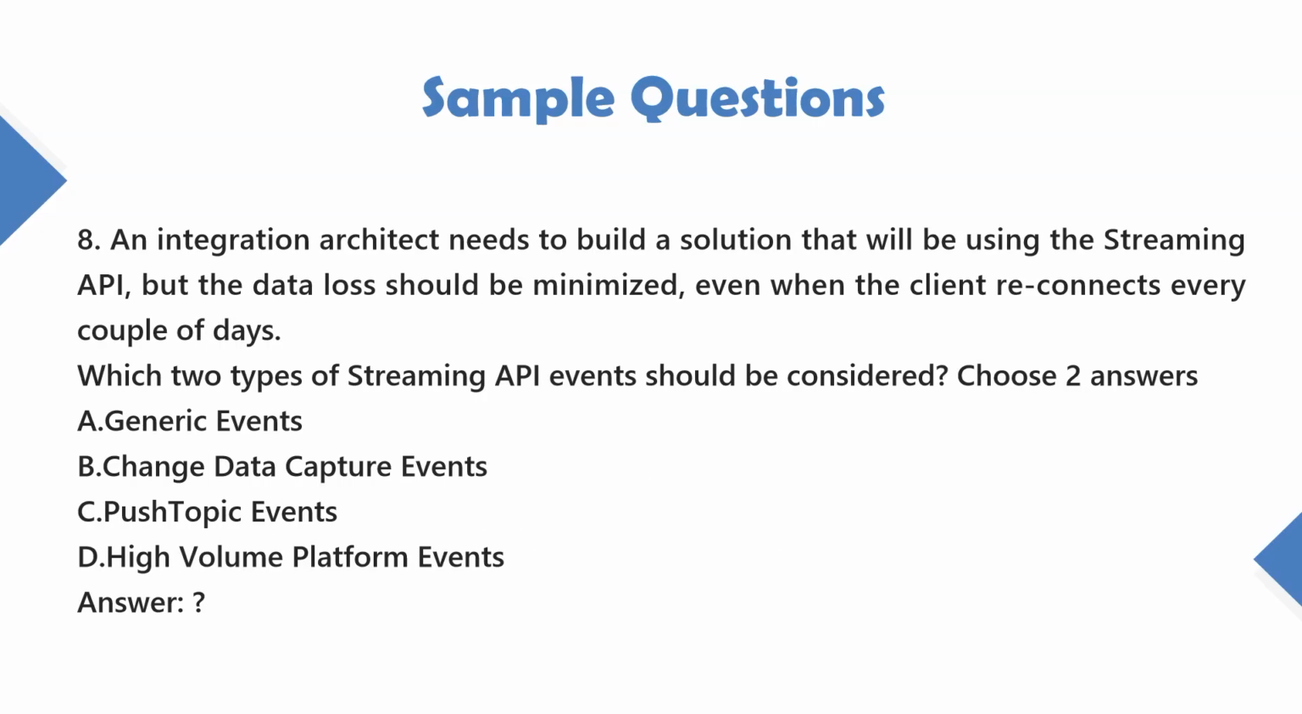8. An integration architect needs to build a solution that will be using the Streaming API, but the data loss should be minimized, even when the client reconnects every couple of days. Which two types of Streaming API events should be considered? Choose two answers. A. Generic events. B. Change data capture events. C. Push topic events. D. High volume platform events.